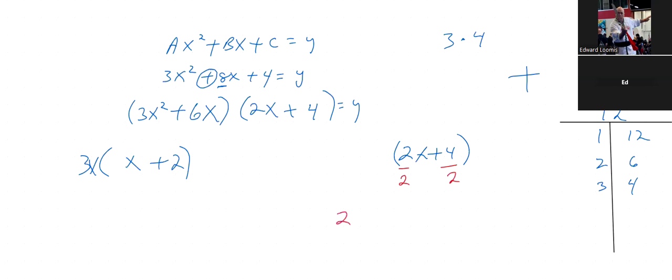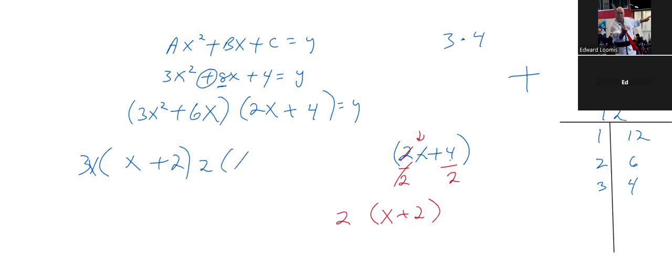2 divided by 2 is 1, so I get my x by itself. I have no x. I only have one x. I can't take an x out because this 4 doesn't have an x. Plus 4 divided by 2 is 2. So I end up with, and this should be pretty cool, guys, I end up with 2 parentheses x plus 2.